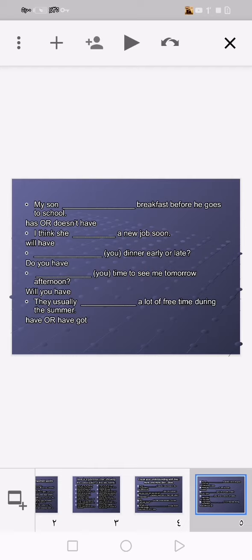Next: I think she will have a new job soon. Soon indicates the future, so it becomes will have. Do you have dinner early or late? Will you have time to see me tomorrow afternoon? They usually have a lot of free time during the summer, or they usually have got a lot of free time during the summer.